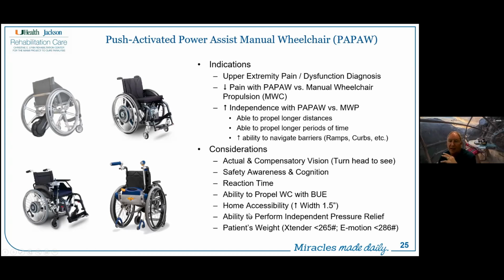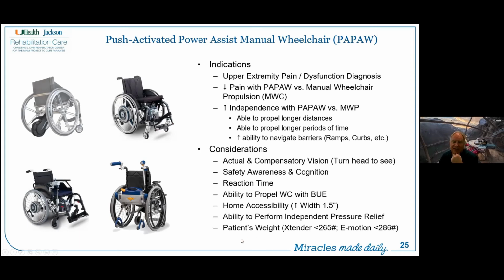Their access and egress, their doorways, are going to need to accommodate an increase in the width of the chair and the wheels by about 1.5 inches for most of these systems. So make sure that they're going to be able to accommodate that at home and at work. They still need to be able to do independent pressure relief, or they're going to get pressure injuries. And so that's an issue to consider.